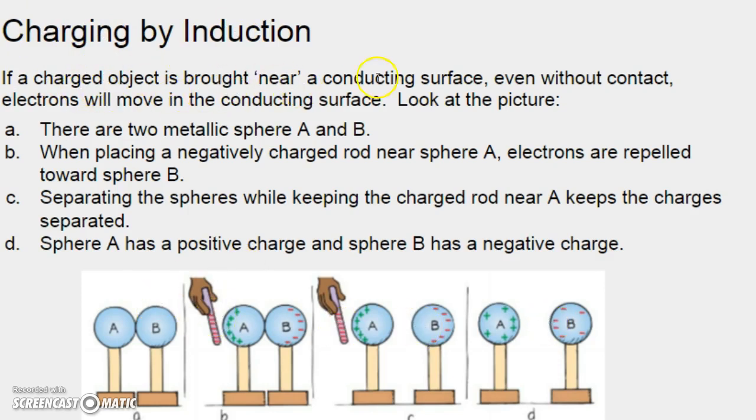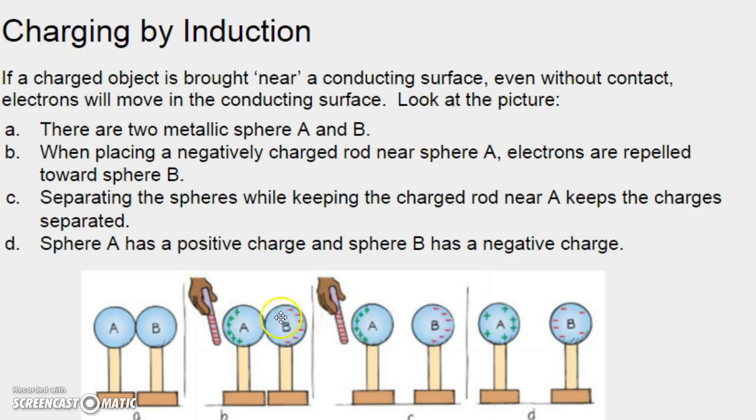If a charged object is brought near a conducting surface, even without contact, electrons move in the conducting surface. So here we have two metallic spheres, A and B. We place a negatively charged rod next to them. And that's key, because it's going to repel the electrons. Here we see charge polarization. The atoms in the sphere don't move, only the electrons do. And what happens is, I can separate these metallic spheres A and B, and the rod is still located here. So technically, there's still a force that's being exerted here.